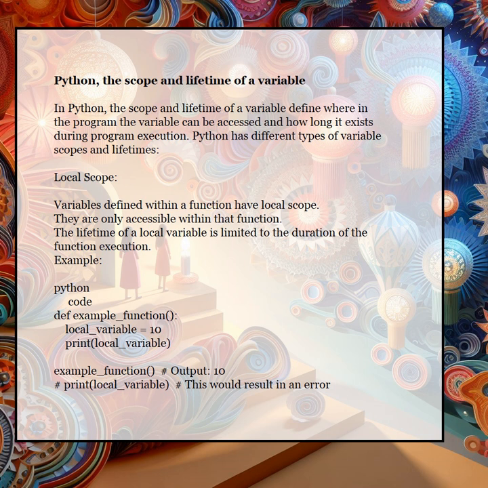Local scope. Variables defined within a function have local scope. They are only accessible within that function. The lifetime of a local variable is limited to the duration of the function execution.